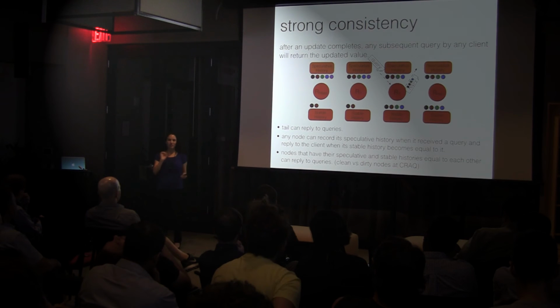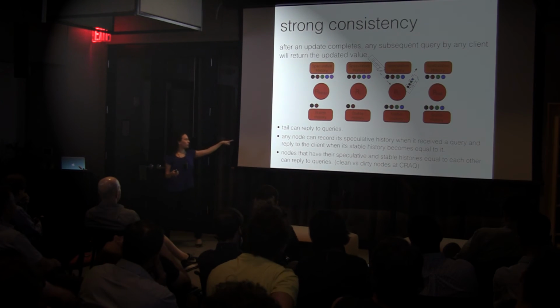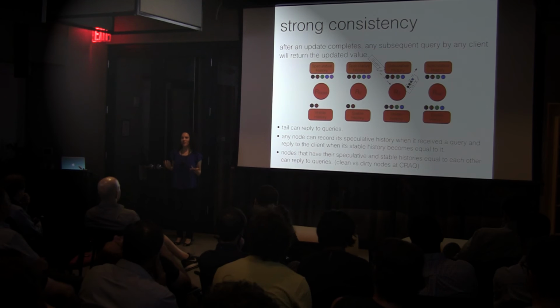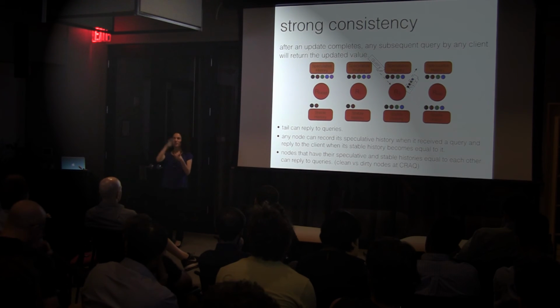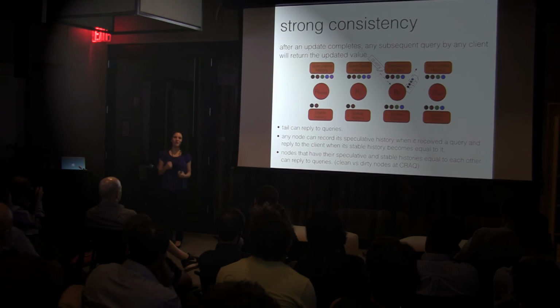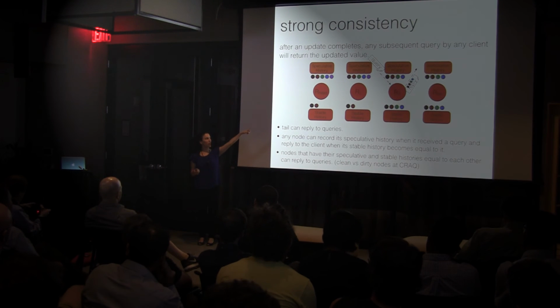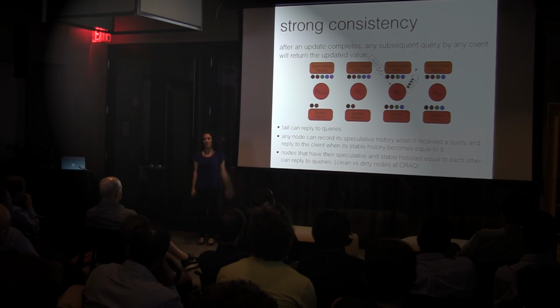But I want to underline something. We are not really waiting for nodes to be clean, because a node may never be clean, since there are a bunch of updates happening. As we saw in that pipeline with the purple and all the updates, you can't expect a node to sit and wait for everything to be stabilized. Here, you just take a snapshot of the speculative history and send a reply back when the stable history is equal to it. The speculative history might now be longer, but you don't care, because you took a snapshot and now you're sending it.